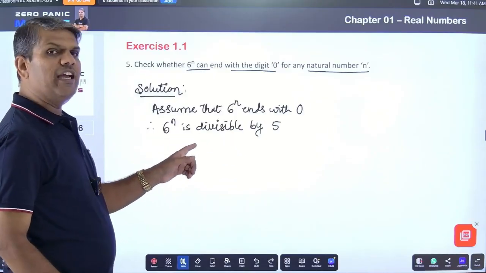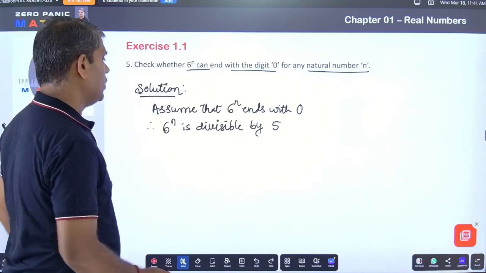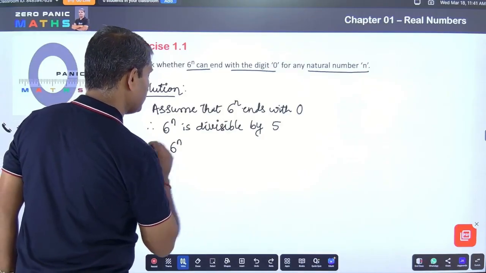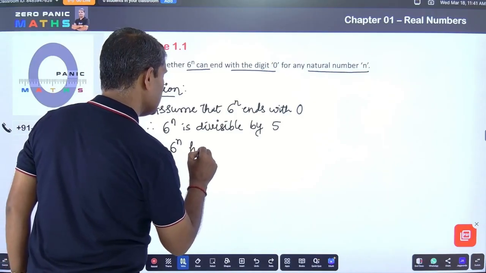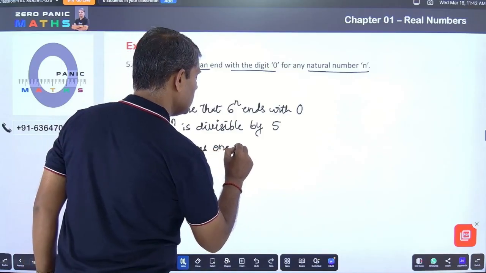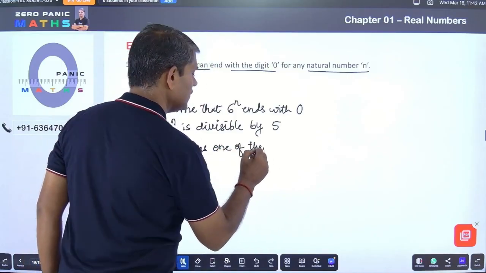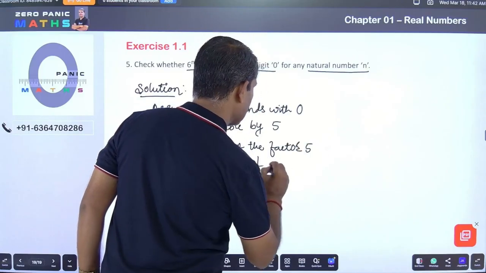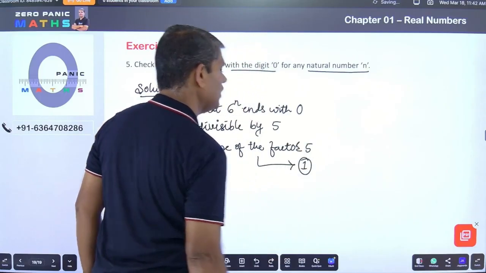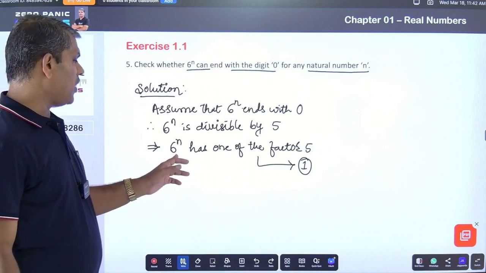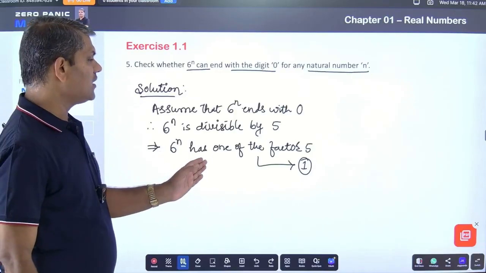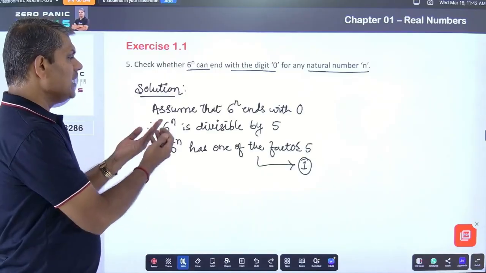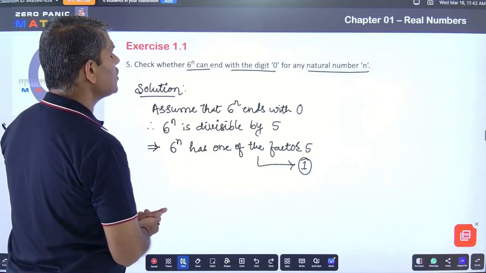6 to the power of n has the factor 5. Therefore it means that 6 to the power of n has one of the factors as 5, and call it equation 1. What is the meaning of this? 6 to the power of n will be such a number which is divisible by 5 and it has the factor 5. Now let us continue with the representation of 6 to the power of n.